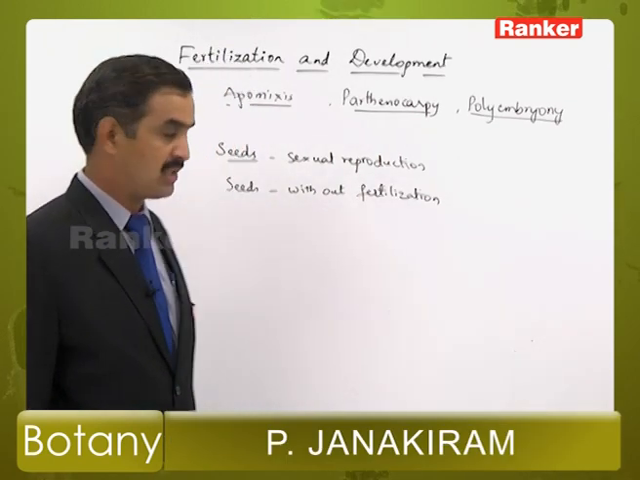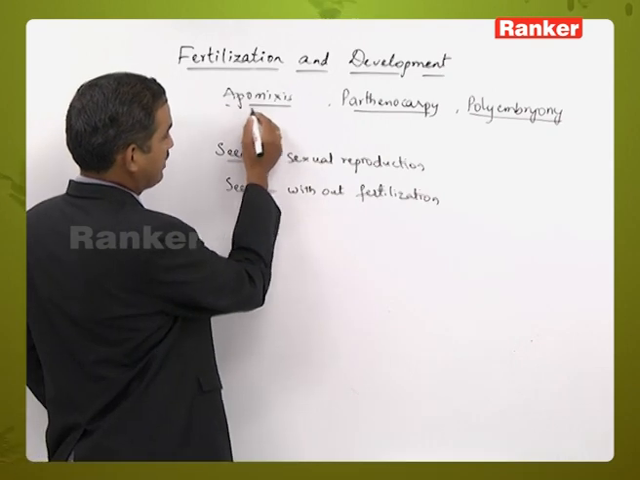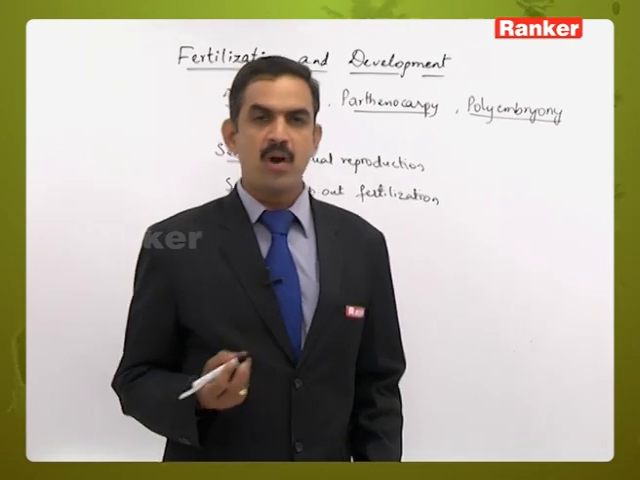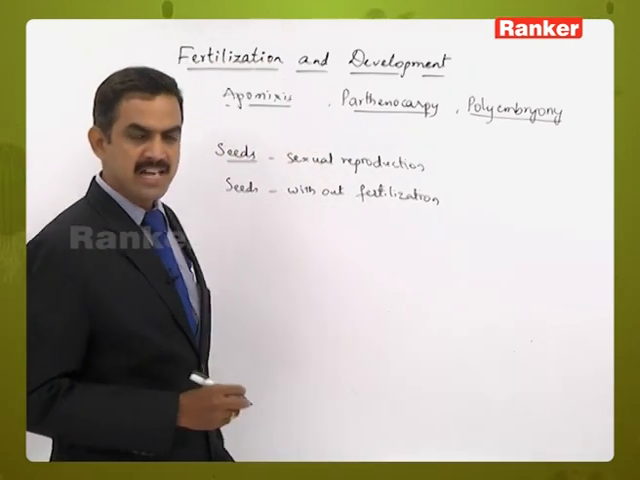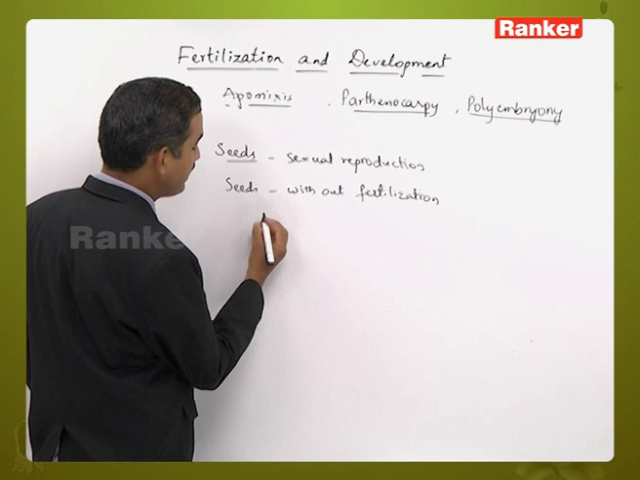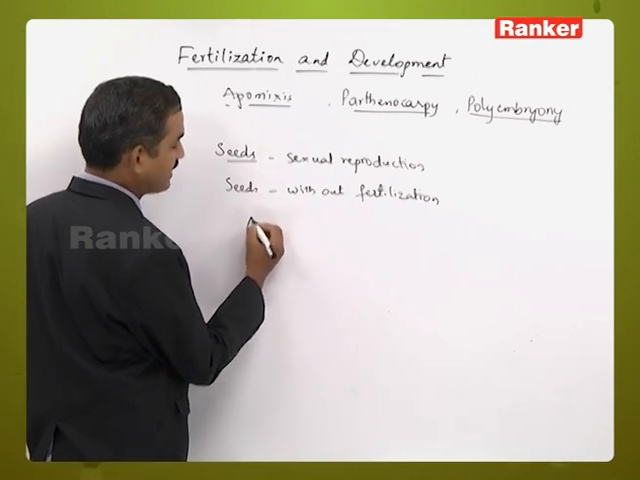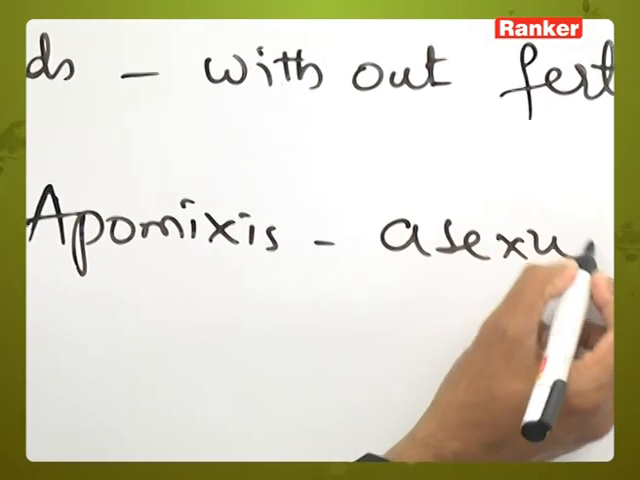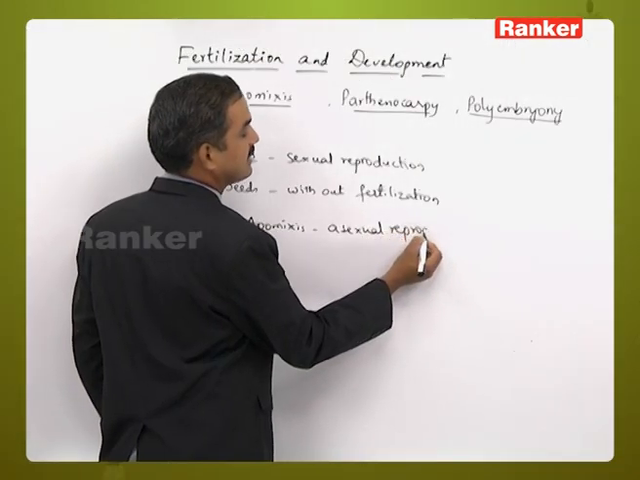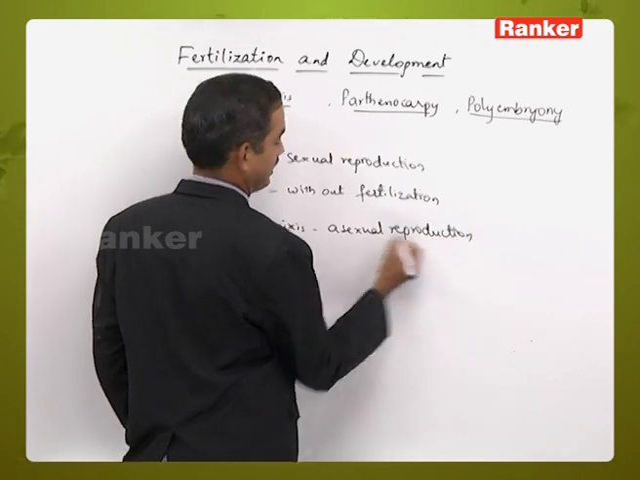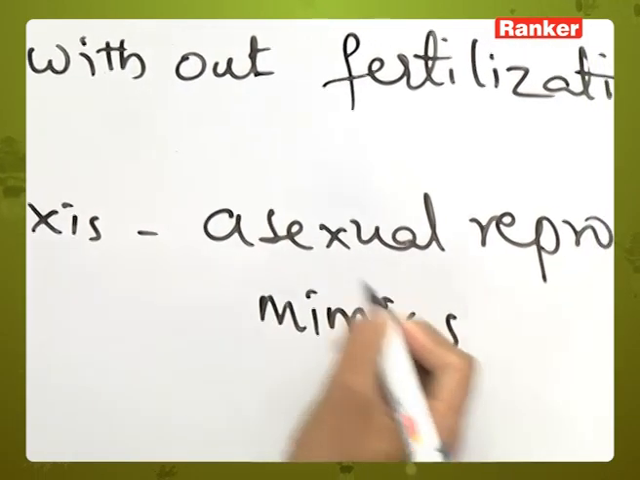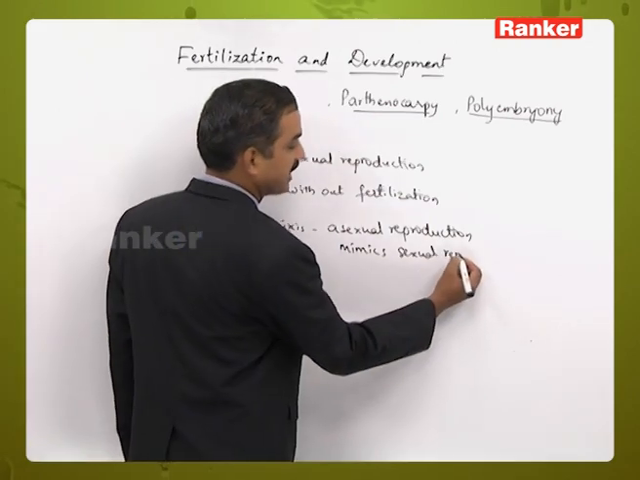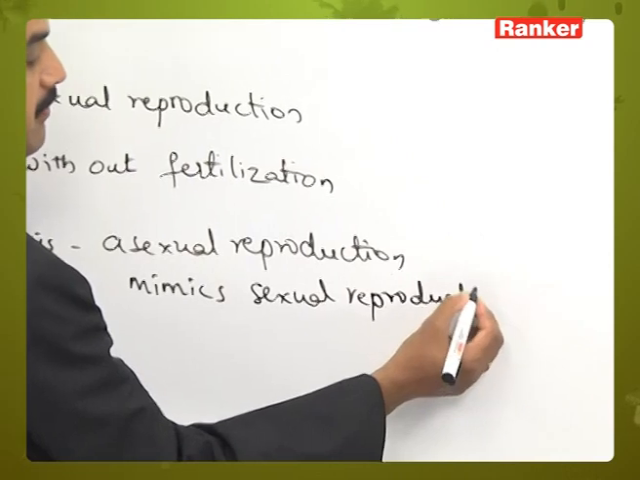as apomixis. And if such type of seeds are present, so what will be the ploidy of the seeds? The ploidy of the seeds will remain the same, or diploid. How they have been formed means, here actually apomixis is a type of asexual reproduction which will mimic the sexual reproduction process. Apomixis is an asexual reproduction which will mimic the sexual reproduction process.